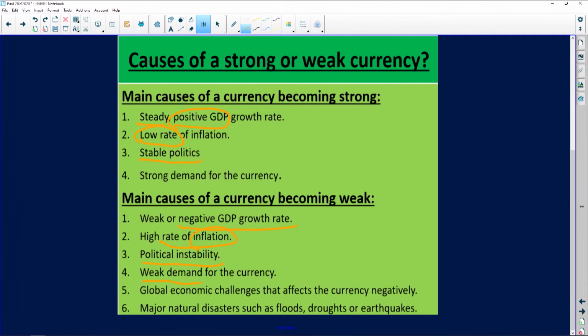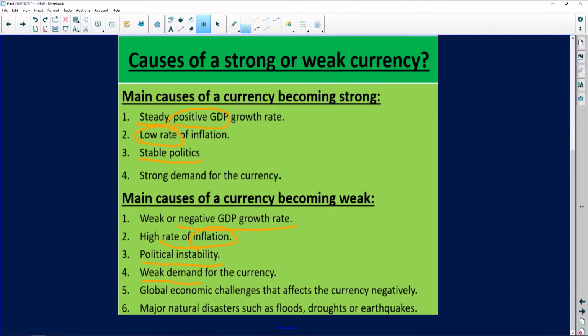Number 4, weak demand for our currency. Again, if there's a weak demand for our currency, people don't want our rands, they can't do anything with our rands overseas or so, they can't invest it, it's not really worth anything to them. They will obviously not demand our currency, and therefore it links to our rand staying weak.